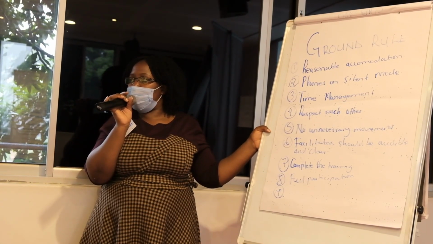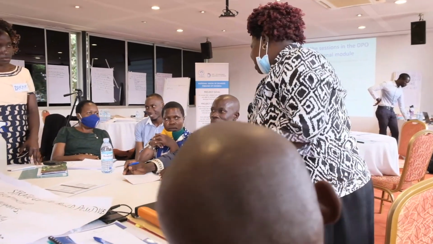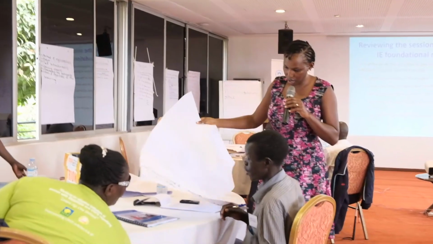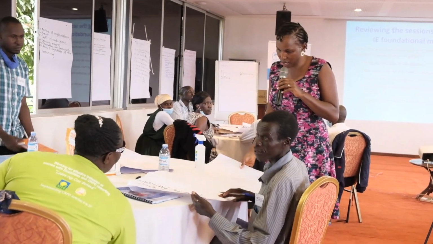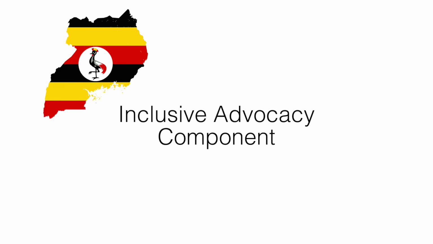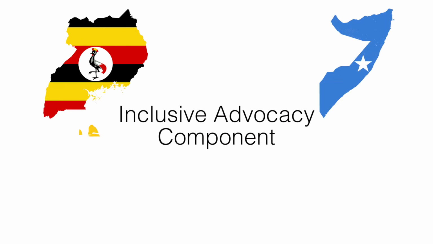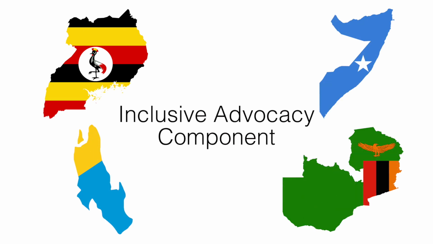First, they learn facilitation skills so they can be confident trainers. They also learn how to adapt and update the training materials. The Inclusive Advocacy Component has so far been adapted for use in Uganda, Somalia, Zanzibar, and Zambia.